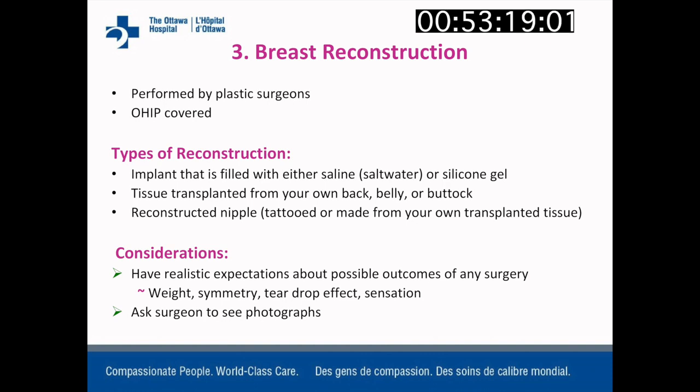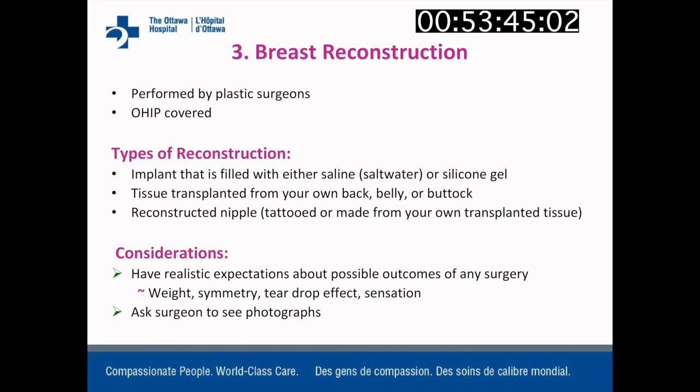Breast reconstruction is not performed by the general surgeons who do your breast cancer surgery, but rather by plastic surgeons who have an expertise and specialized training in breast reconstruction. Some things that we want you to be aware of is, first of all, breast reconstruction, regardless of the interval of time from the time of diagnosis, end of treatment, or through survivorship, is OHIP covered.